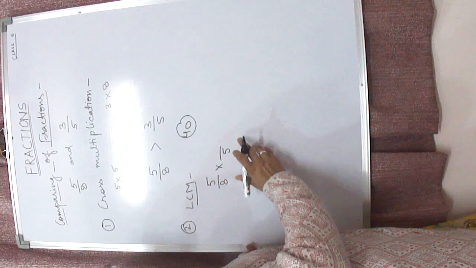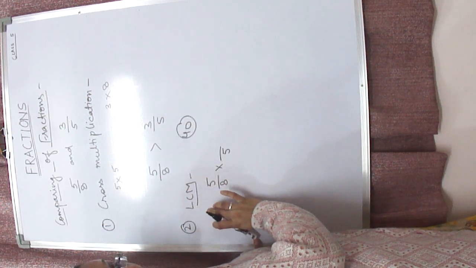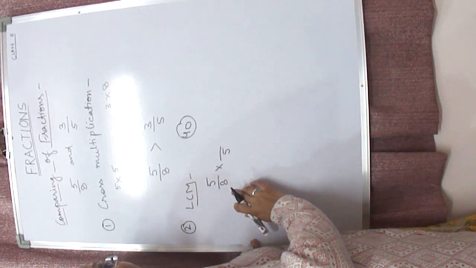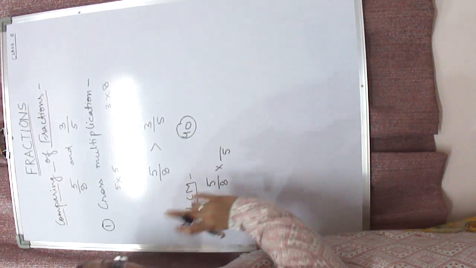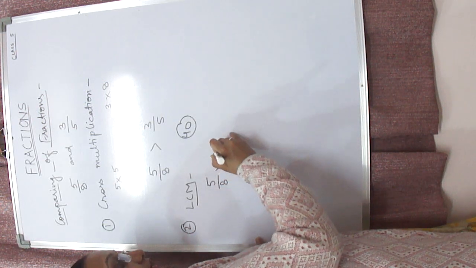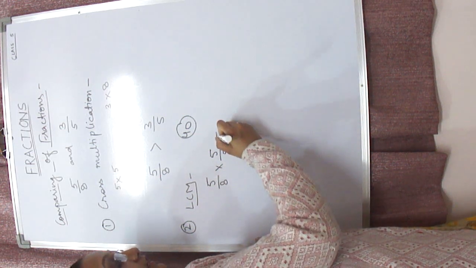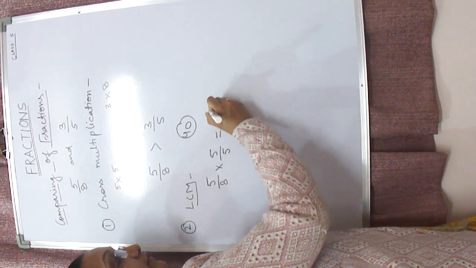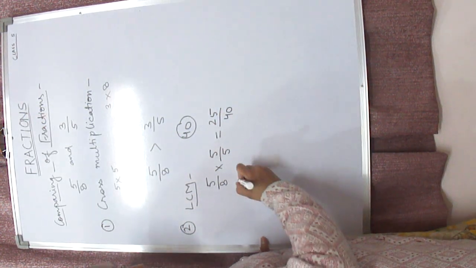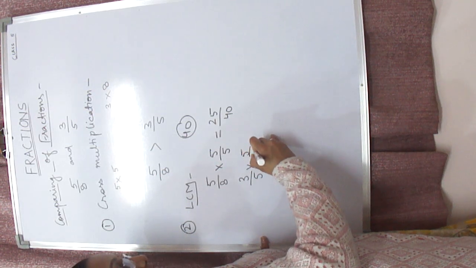If I am doing something with the denominator, I need to do the same thing with the numerator as well. Why so? Because I am making an equivalent fraction of 5 upon 8. So if I multiply both numerator and denominator with 5 upon 5, it becomes 5 fives are 25 and 8 fives are 40. Next I have 3 upon 5. Again I will multiply it with 5 upon 5.